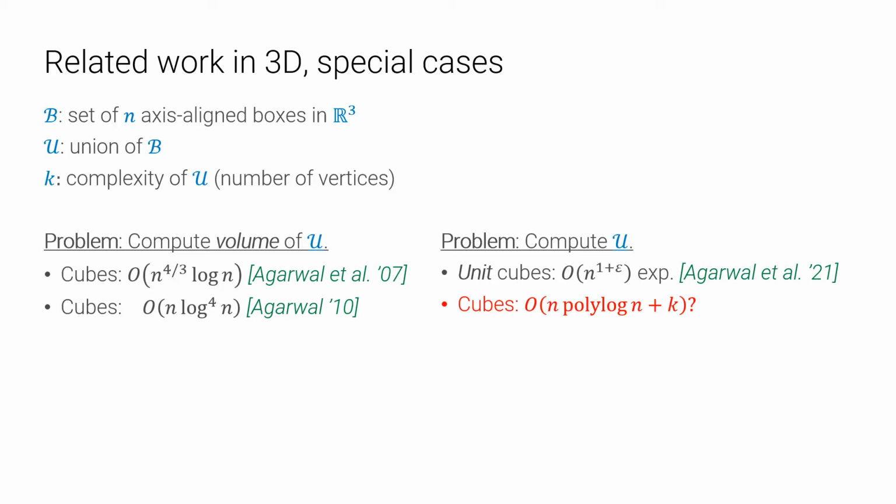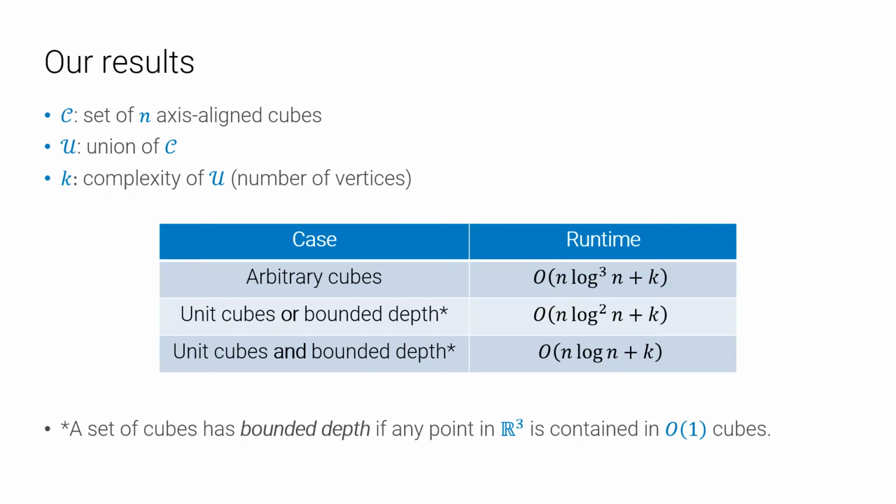For computing the union itself, very recently, just this year with Micha Sharir, we showed that a randomized algorithm can compute the union of unit cubes in near linear time, but it was not ruled out whether or not n polylog n plus k could be achieved for arbitrary cubes as opposed to only unit cubes. In this work, we show that indeed the union of cubes can be computed in roughly n polylog n plus k time.